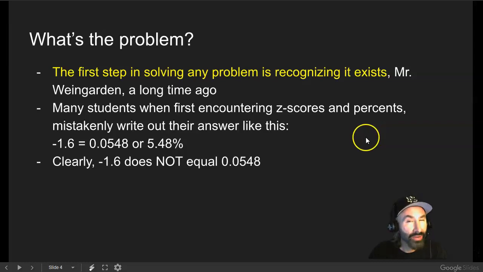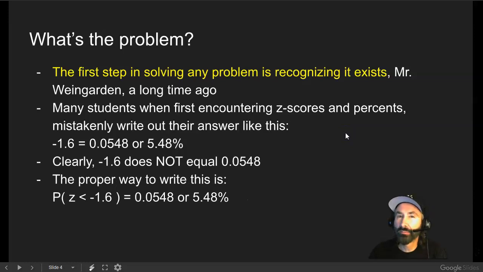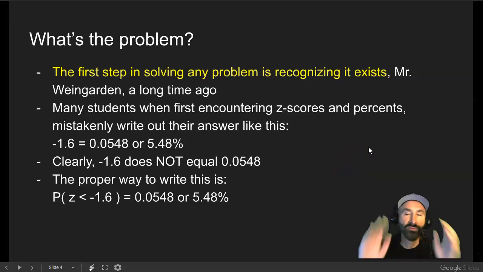So what would be a better way to write this out? It would be using some normal probability notation. And here's what it would look like. We would pronounce this as the probability that z is less than negative 1.6 equals 0.0548. And of course, you could also call that 5.48%. Okay, so let's take a look at some examples of using this notation so that you can see it a few times from several different perspectives.